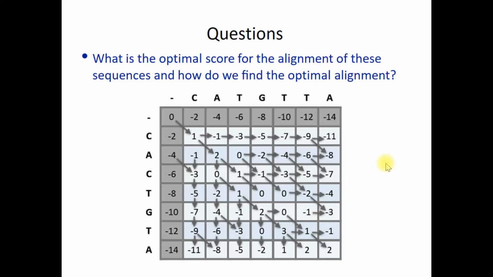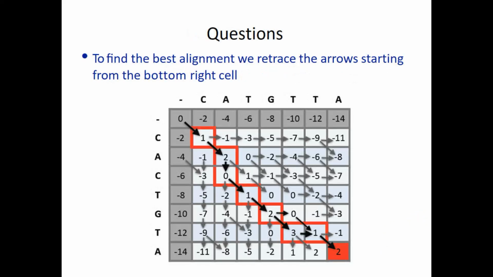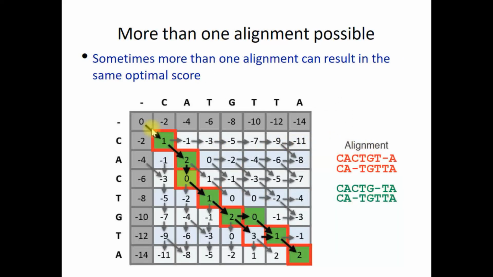What is the optimal score for the alignment of these sequences? Okay, yes, it's the bottom right corner. The score is 2. And how did we find the optimal alignment? Let's trace it back using those arrows. This 2 comes from 1, and 1 has 2 arrows pointed to it, so it has 2 paths. One is from 3 to 2, the other one is from 0 to 2. So here the 2 different alignments, or the 2 different paths, are shown in different colors, red and green.